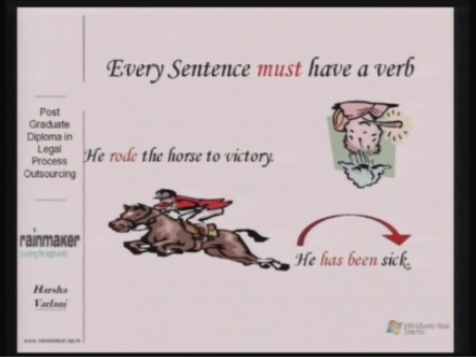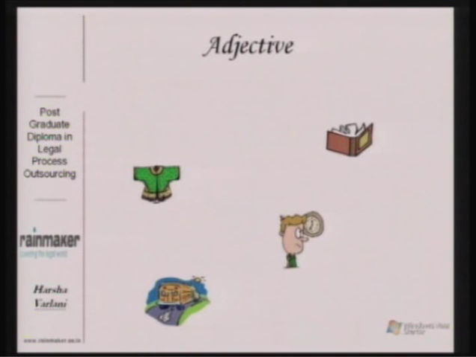Okay. Each sentence must have a verb. It is very, very important. When we come to sentences, we will understand what exactly is the subject, what exactly is the verb and how they agree with each other. But always remember, every sentence must have a verb.